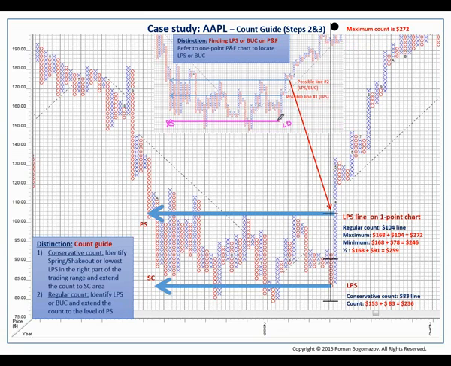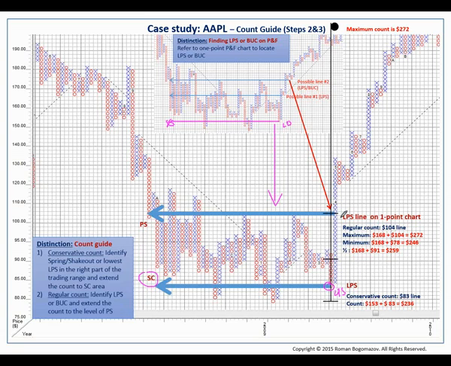Now, what about the counts that are going to be slightly higher for us? You know, we have to find those places. Just to come back really quickly on this count right here from the LPS to the climactic action, when we go to the 3-point reversal chart right here, we would do the same thing. We would identify the LPS and we would identify a climactic action, and this is going to be our count right here.